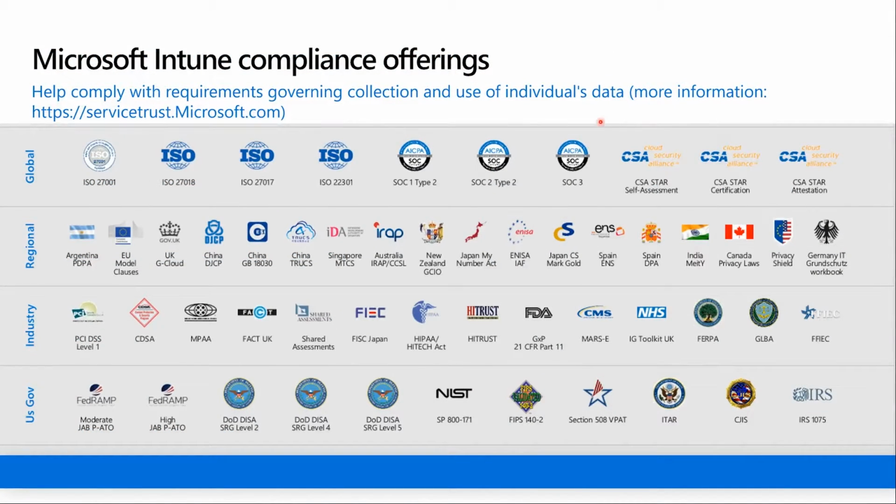Now, I do want to just mention some of the compliance offerings around Microsoft Intune. And you'll probably be concerned with the ones down here at the bottom under US Gov, but also take note of some of these others in industry, regional, and global, as these might be applicable to you as well. And then also bookmark this website, servicetrust.microsoft.com, where you can learn more about how Microsoft and their compliance offerings work. You can download white papers and documentation and audit reports. It's a great resource. I use it frequently, and frankly, I think everybody should.